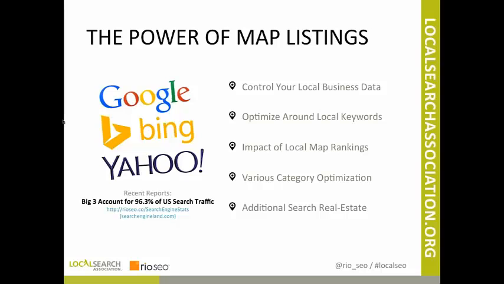And so it's very important that you claim your listings and optimize your listings on the major three search engines to garner the largest amount of search traffic, and again, making sure you optimize around your local keywords, choosing the proper categories that are relevant to the products and services you offer, and consuming additional search real estate on the search engine results page. So if you get a second major takeaway here, it is to claim your listings on Google, Yahoo, and Bing.